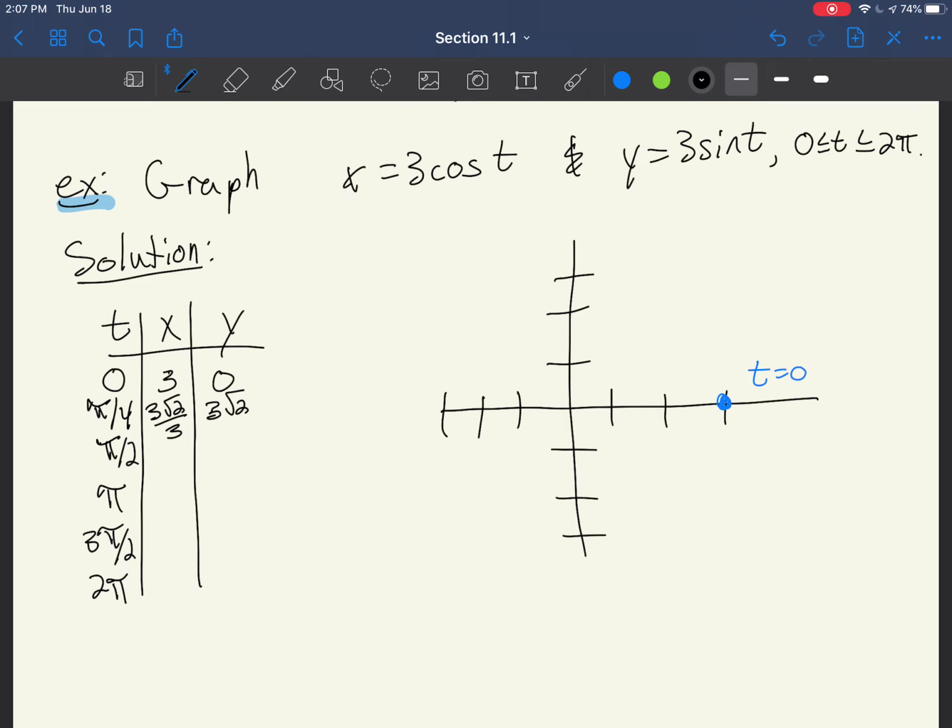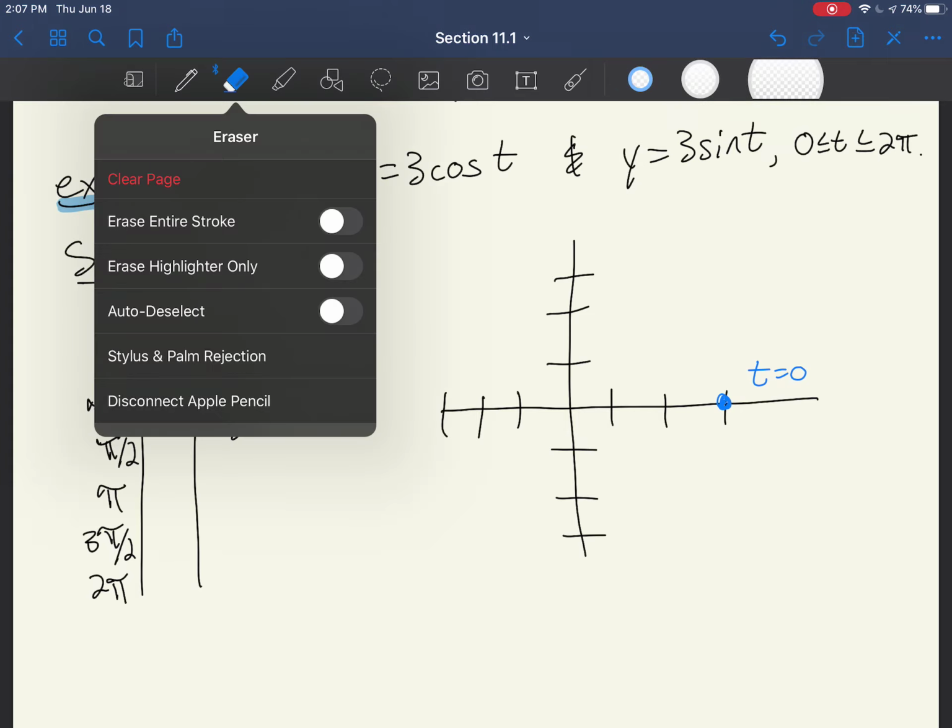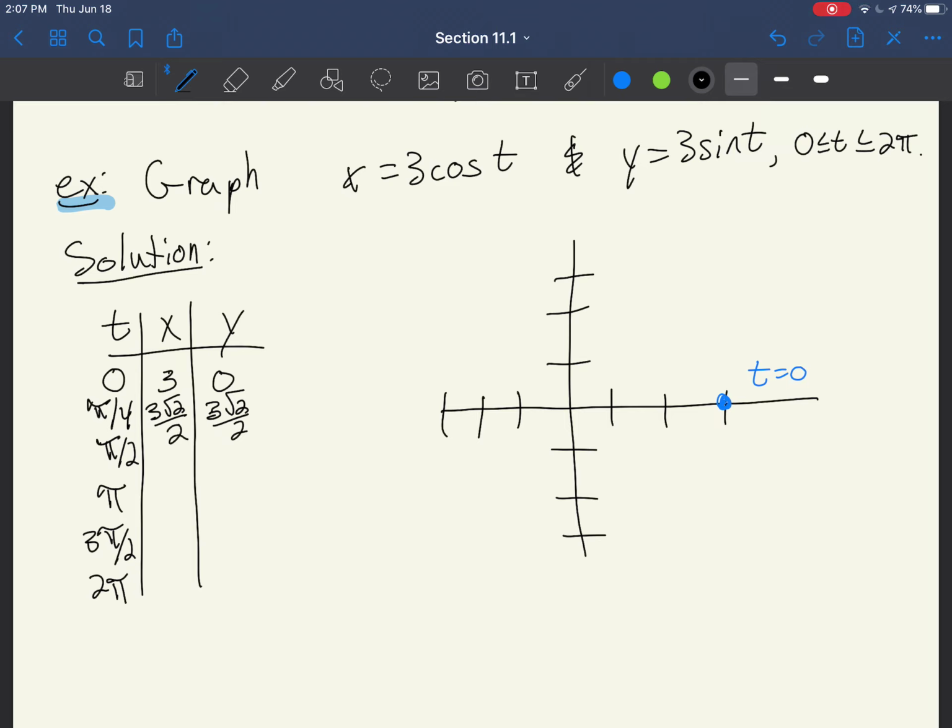When t is pi over 4, both cosine and sine are root 2 over 2. Multiply both of those by 3 to get 3 root 2 over 2 and 3 root 2 over 2. Kind of hard to graph, but that's somewhere like here-ish. When t is pi over 2, cosine is 0, sine is 1, so we get 0 comma 3. When t is pi, we get negative 3 comma 0. When t is 3 pi over 2, we get 0 comma negative 3. And when t is 2 pi, we are back to 3 comma 0.